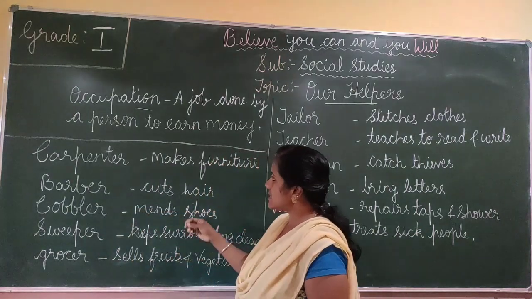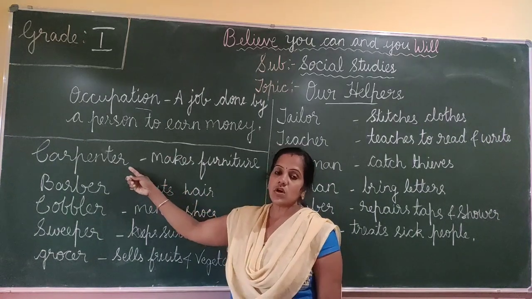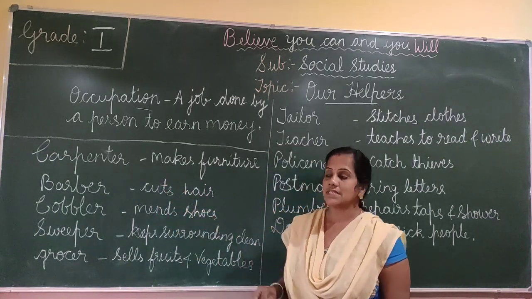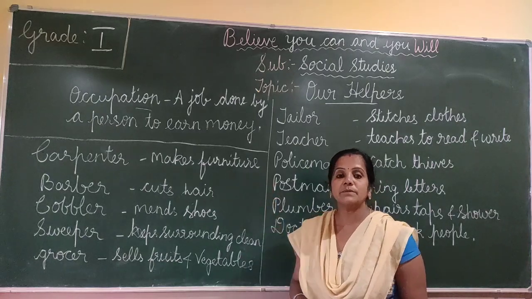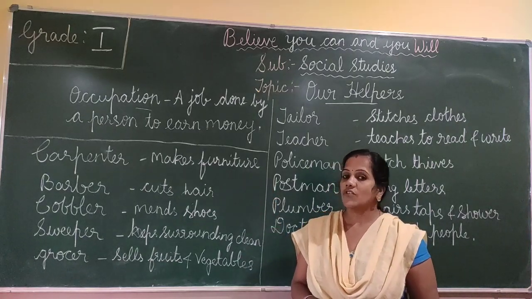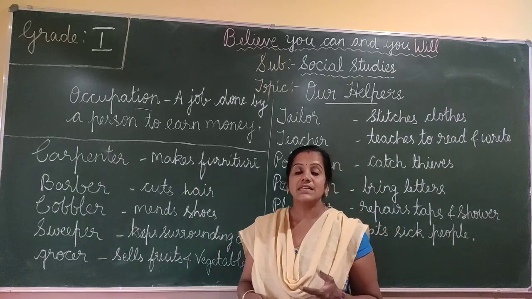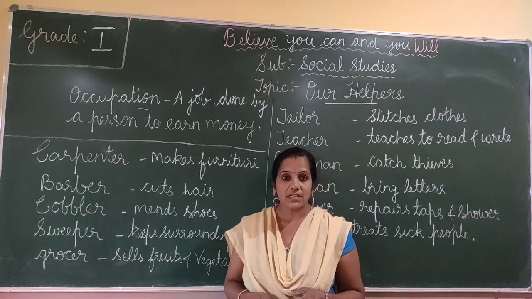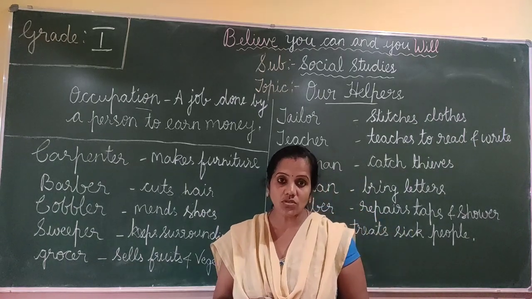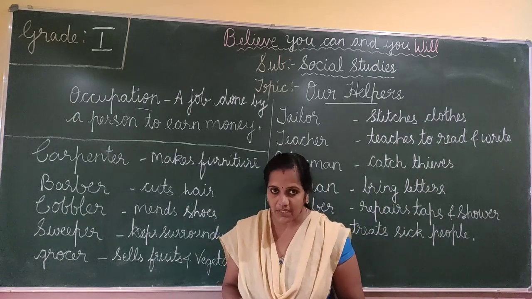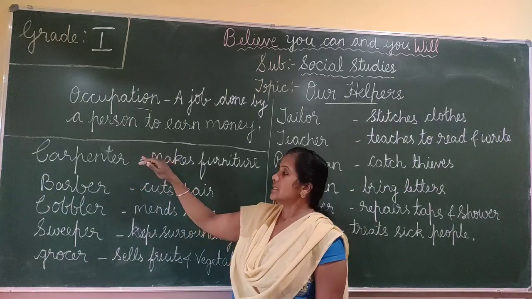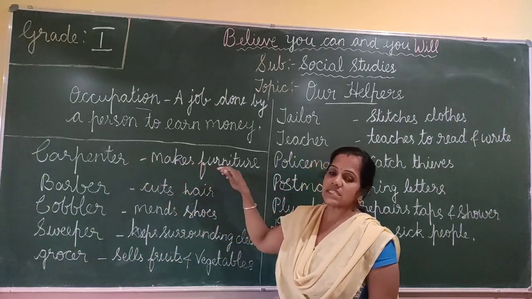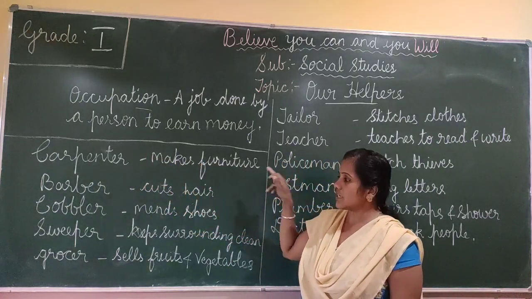And the next is carpenter. So how does the carpenter help us? Makes furniture. So the carpenter makes furniture like the table, desk, chair, doors, windows. All these things are made by a carpenter. So how does the carpenter help us? The carpenter makes furniture. Okay.